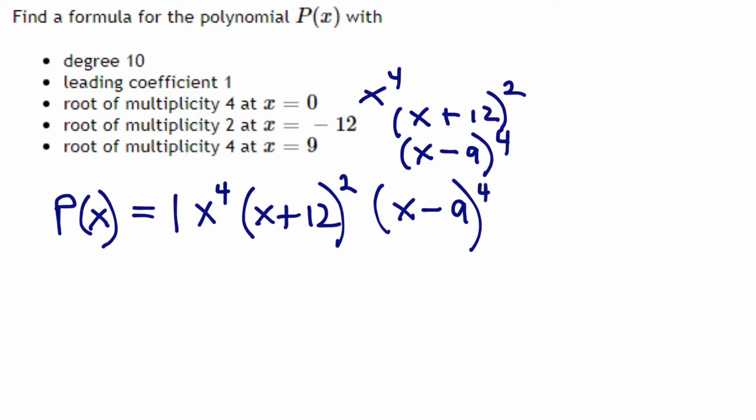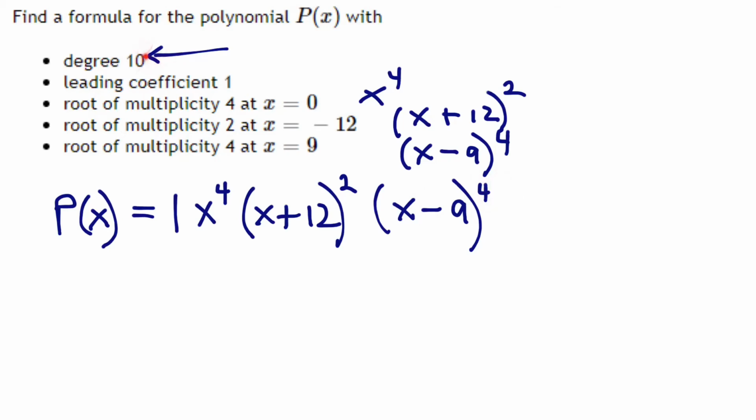All right, now it says it's a degree 10 function here. I want to count up my x values and see if that corresponds. So I got 4 x's here. I've got 2 x's here, so that's 6. And I've got 4 x's here, so that's another 4. 6 plus 4 is 10.